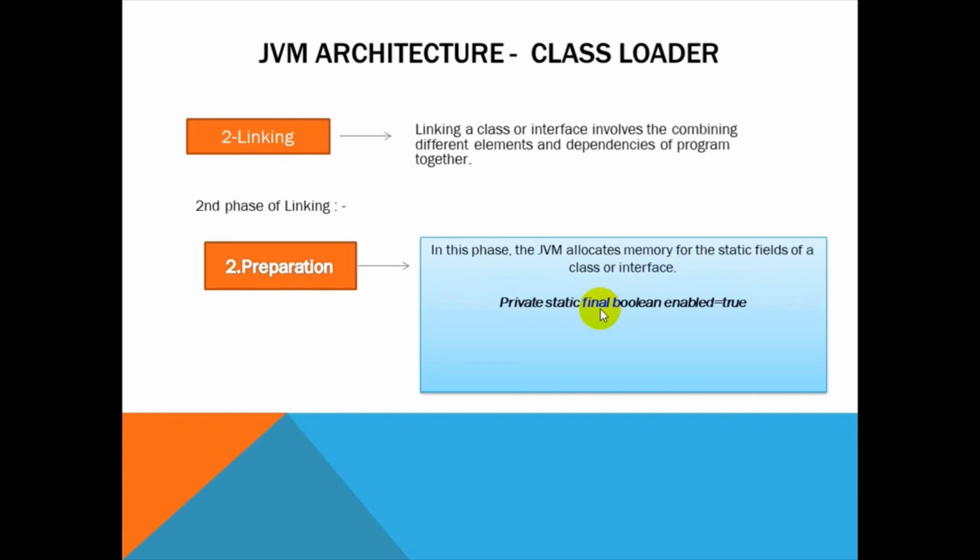Preparation. In this phase, the JVM allocates memory for the static fields of a class or interface, that is, initializes them with default values. For example, let us assume that I have declared a Boolean variable in a class which says private static final Boolean enabled = true. In the preparation phase, the JVM allocates memory for the variable enabled and sets its value to the default value for a Boolean, which is false.